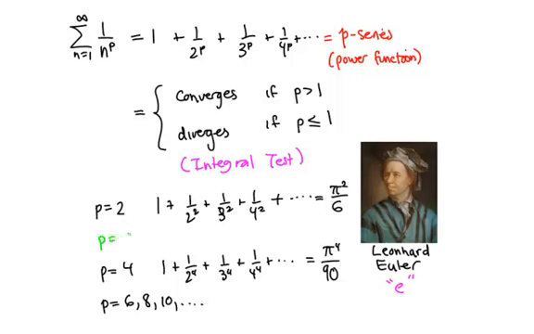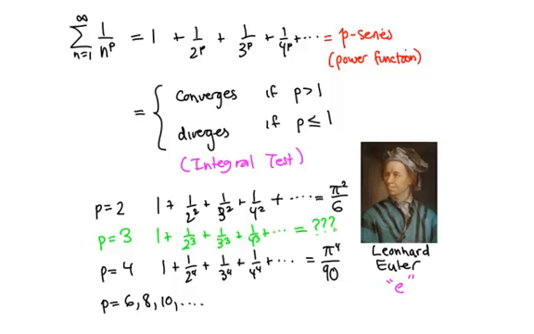But to this day, no one knows the value of the p equals 3 p-series. 1 plus 1 over 2 cubed plus 1 over 3 cubed plus 1 over 4 cubed. We know it exists. We can figure out what it is approximately equal to, but no one knows what this thing is to this day. So you're actually right now at the frontiers of mathematics when you're just playing around with p-series.